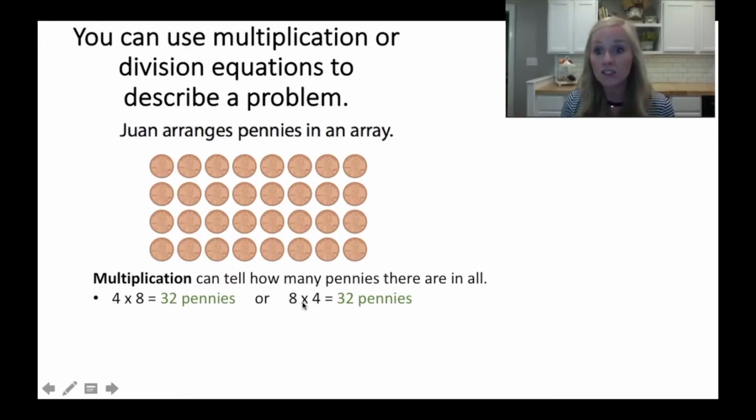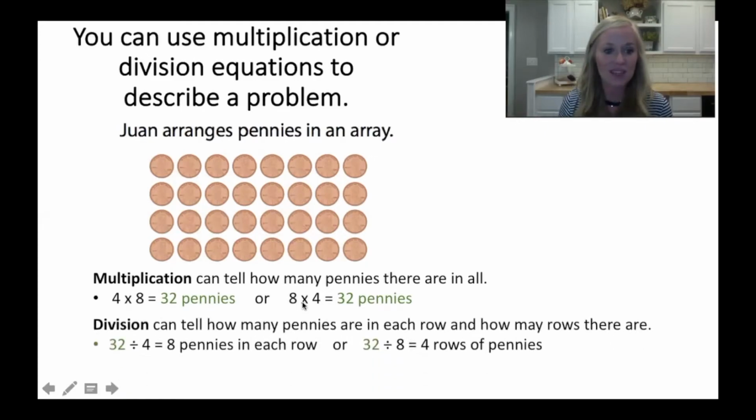Now we can also use division to explain this problem about pennies. But remember, in division, we always start with our total. So division can tell how many pennies are in each of our rows or how many rows there are. So for instance, if I know there's 32 pennies and we have 4 groups of pennies, well, 32 divided by 4 would give us 8 pennies in each row.